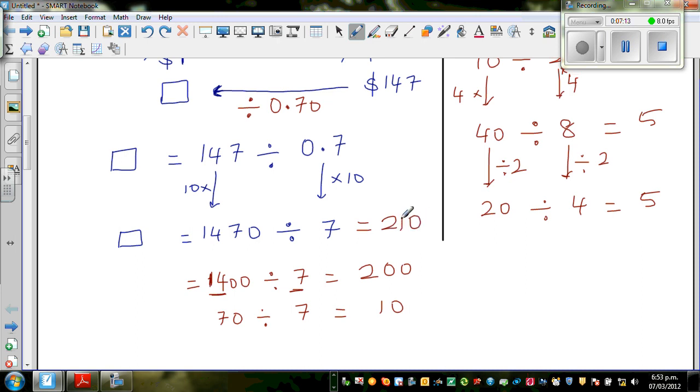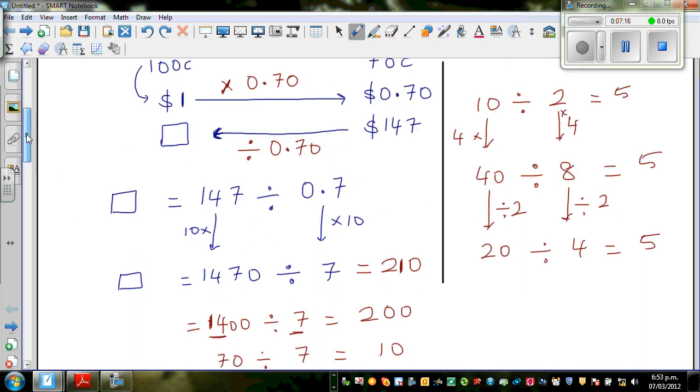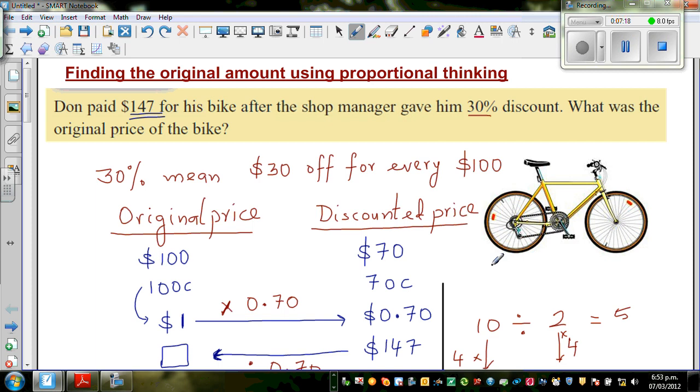Now we need to check the answer. The original price we have got is 210. The shopkeeper had marked the price as 210. And because Don was such a wonderful person, he got 30% off and he could buy it for $147.